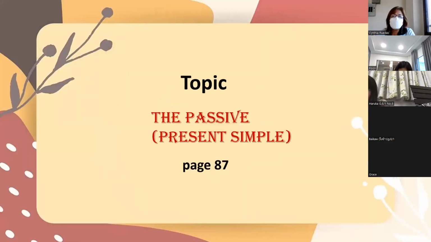Okay, Poon, will you please read our topic? The passive present simple. Okay, we are going to tackle the passive voice. This is the passive voice, and we'll be concentrating on the present simple. We have many tenses, right? The present simple, past simple, present perfect, present continuous, past continuous, and so on and so forth. But the passive voice that we are going to learn now is the present simple tense, okay?